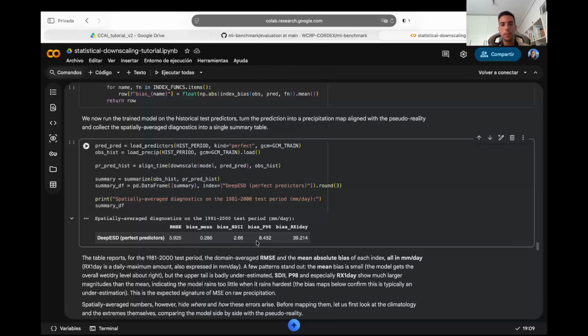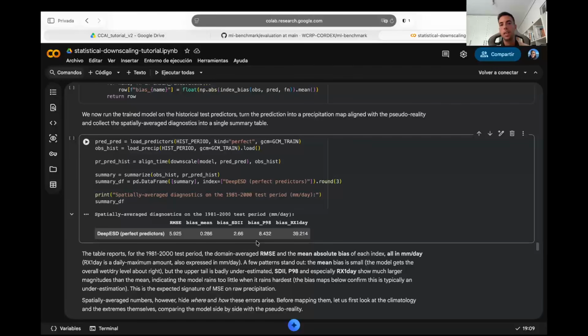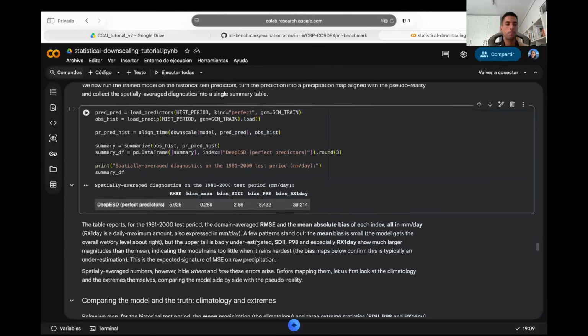But the idea here is that for the evaluation, we need to pay special attention to diagnostics beyond those typically used in machine learning, especially if we want to use that downscaling model in an operational setting.